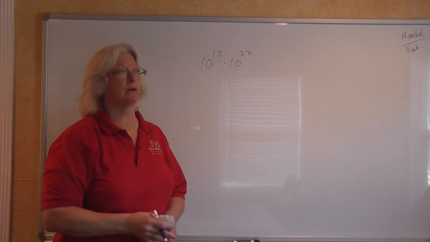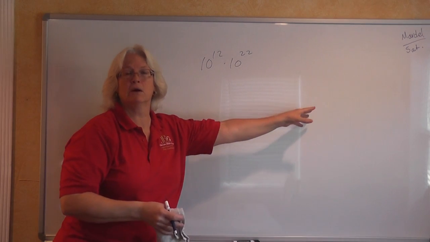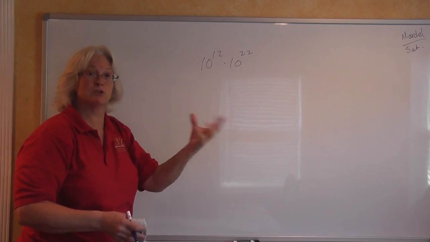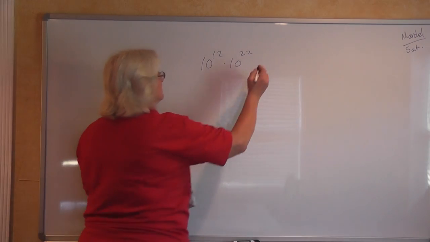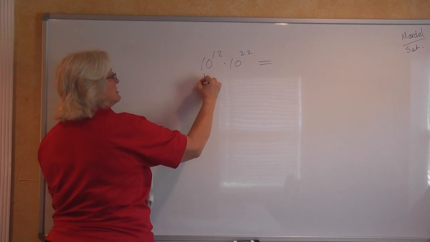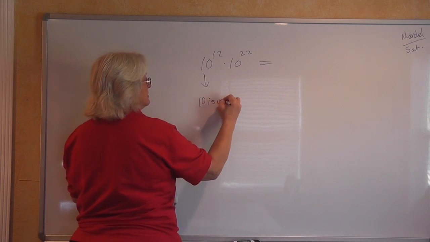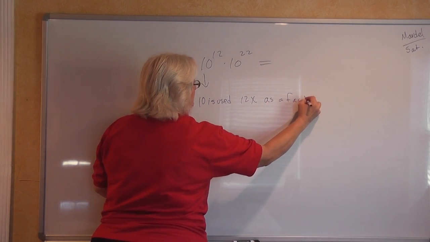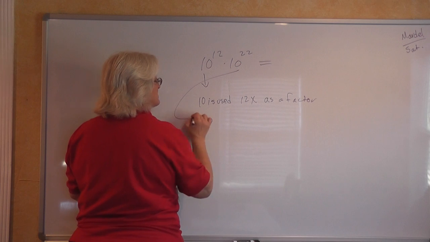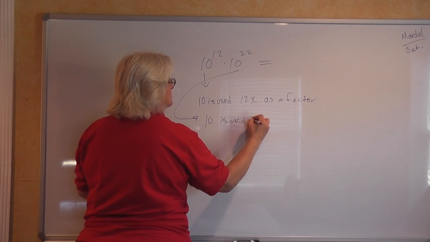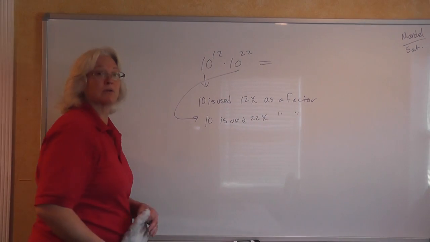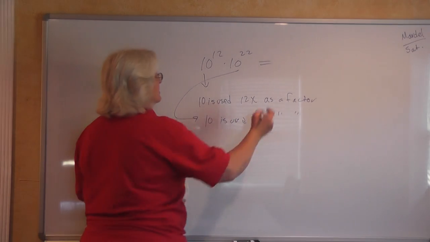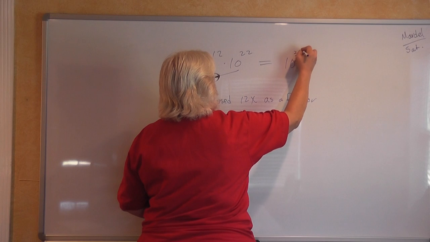And I know you're cringing, you're thinking, am I gonna write 10 times 10 times 10 times 10 times 10? No, I'm not. But you see right here, this is a good example of why exponential notation is so good. What does this mean? It means 10 is used 12 times as a factor. The second one means that 10 is used 22 times as a factor. Add the number of factors all up. 12 plus 22. This solution here is 10 to the 34th.